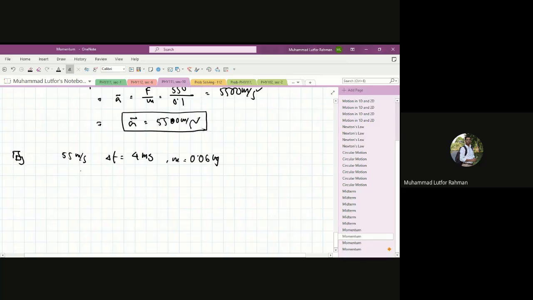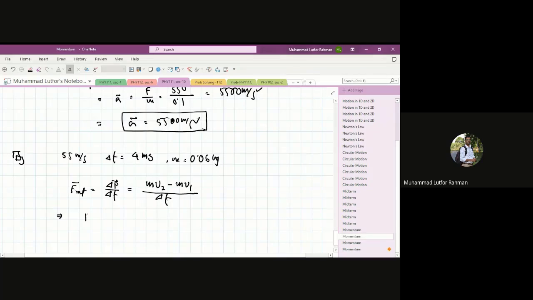So they are asking me to find the average force. You can use the net force, which we can write as delta P divided by delta T. So delta P, I can write as mv2 minus mv1, where v1 is the initial velocity, and this is divided by delta T. So that should be my equation.